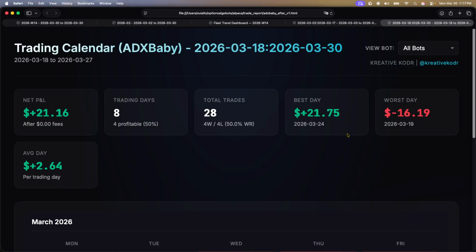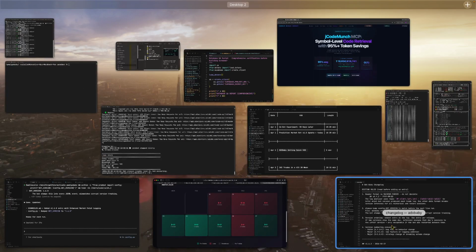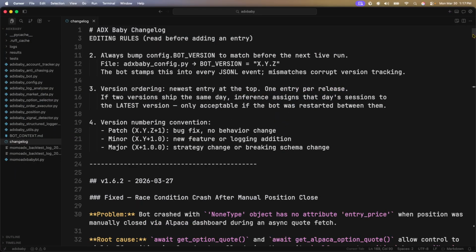Looking at the after these 3 changes: 8 trading days, 28 trades, 50-50, right? Best day was $21, worst day was $16, and right now this bot is in the green, right? Taking a look at our P&L, or heat map, excuse me, you can see that the bot is performing a lot better. So let's go ahead and take a look at the changes that we've done, right?